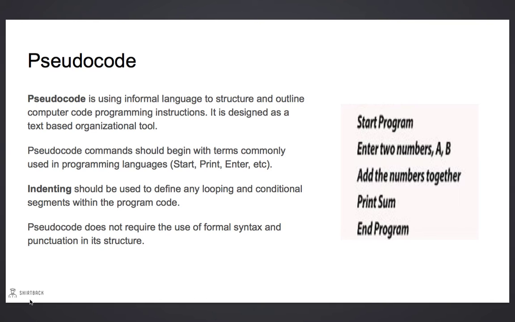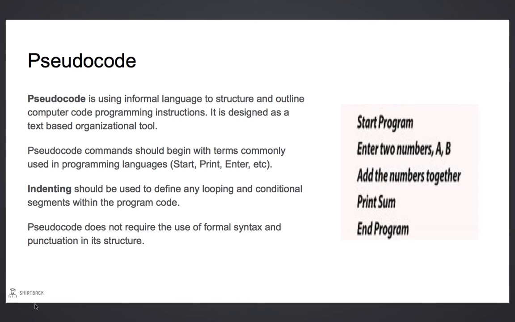Over here to the right, we have an example of what a pseudocode outline might look like. We start with a program. We ask a user to enter two numbers, A and B. Our program adds the numbers together, prints a sum, and ends the program. Pseudocode allows us to outline the steps we're going to want for our program code.